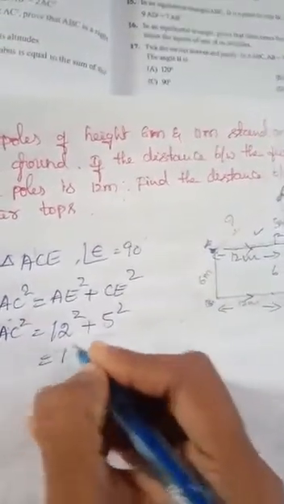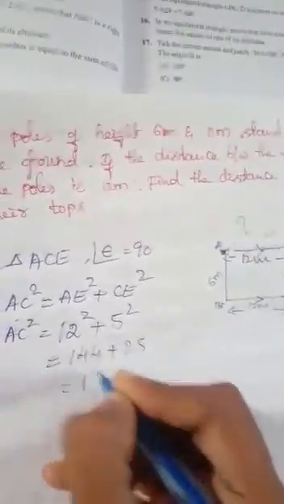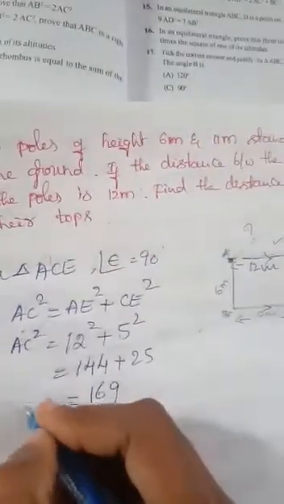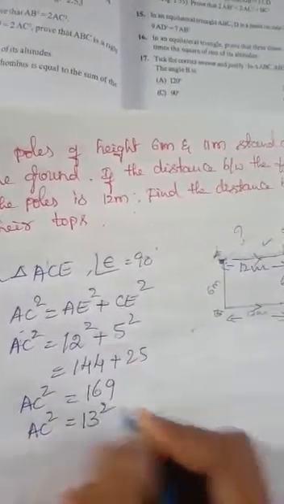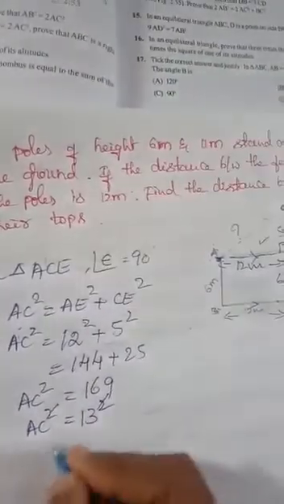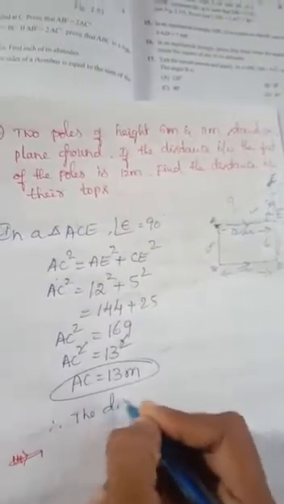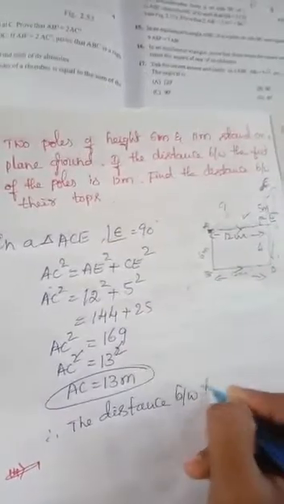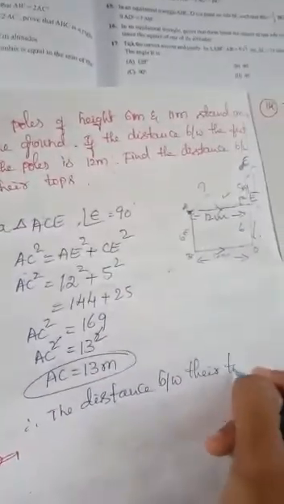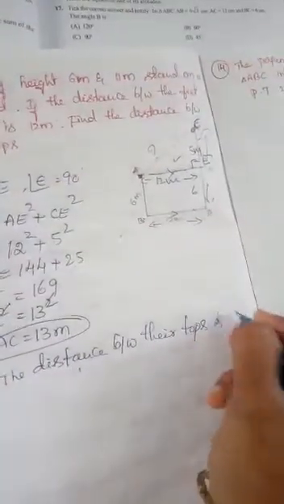12 times 12 is 144, and 5 times 5 is 25. By adding these two, we get 169. 169 is a perfect square of 13. Therefore, the square and square root cancel, and AC is equal to 13 meter. Therefore, the distance between their tops is 13 meter.